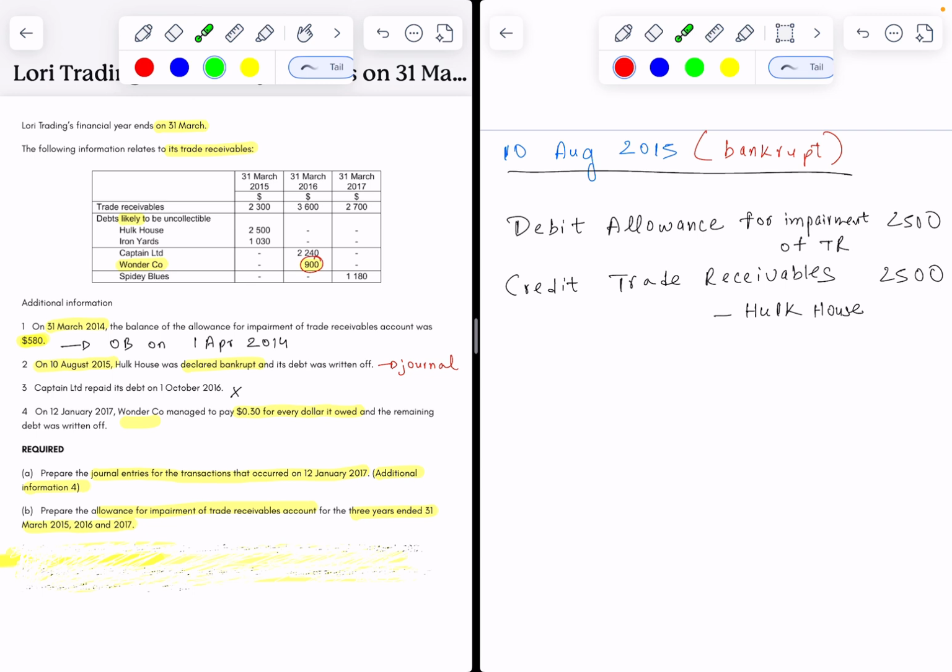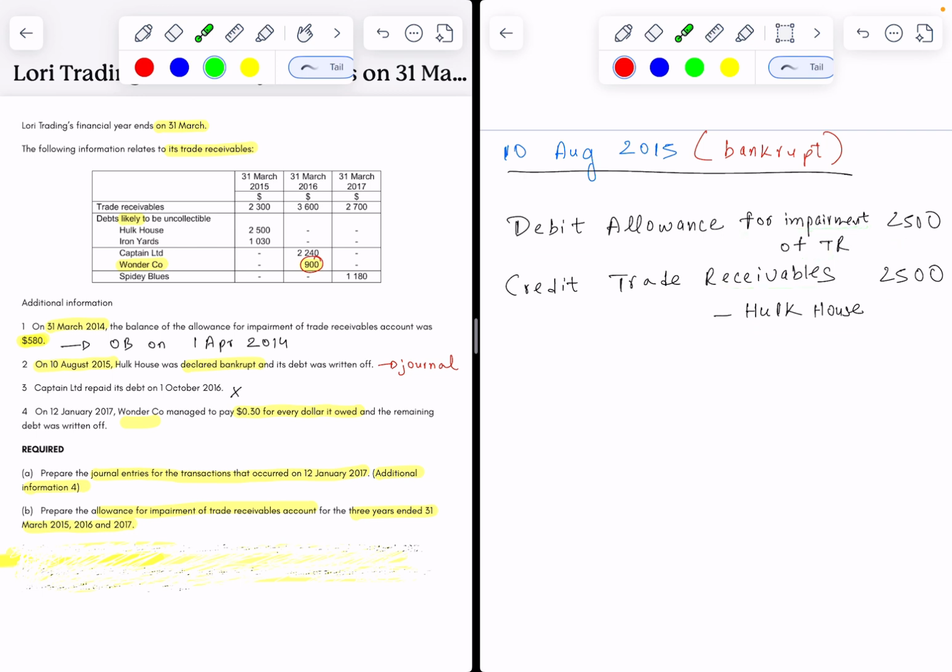So now that Hulk House is confirmed, this allowance for impairment of trade receivables should go down in value by $2,500, okay? So we will debit the allowance for impairment of trade receivables by $2,500, and at the same time, Hulk House should no longer owe us any money because it's bankrupt. Therefore, we have to reduce this current asset in our books, and when assets go down, we credit it. So that's why we are crediting the account for trade receivables, specifically Hulk House, by $2,500.